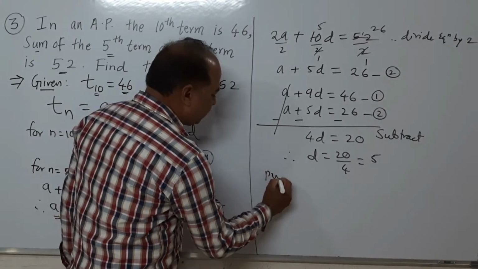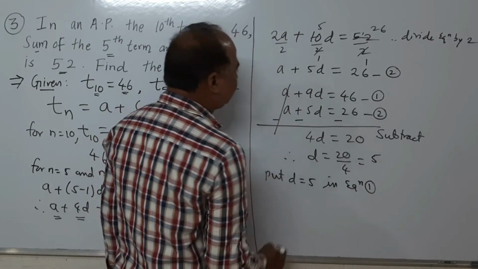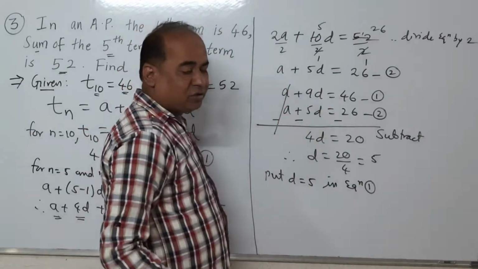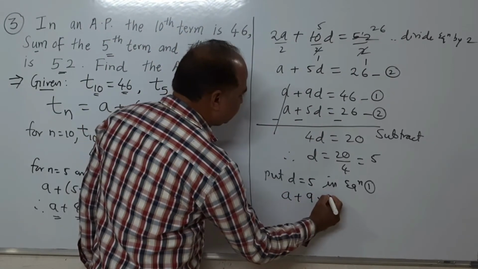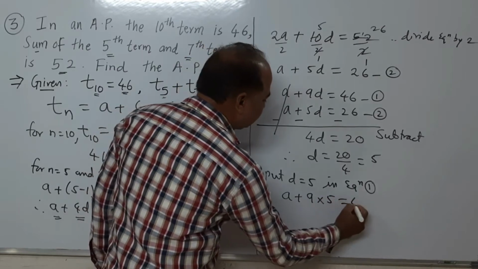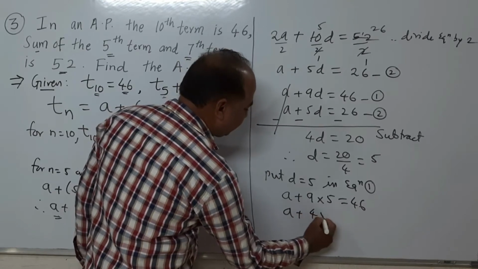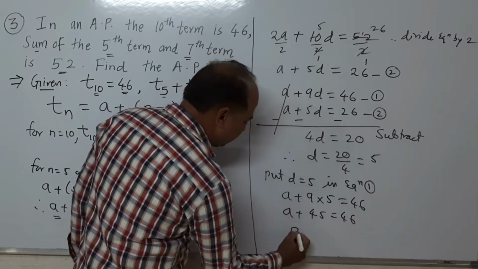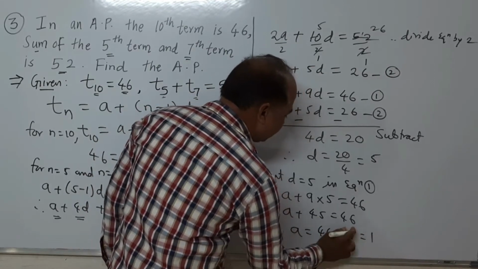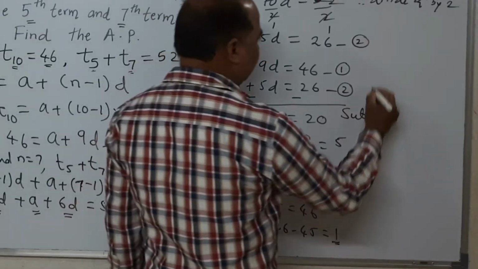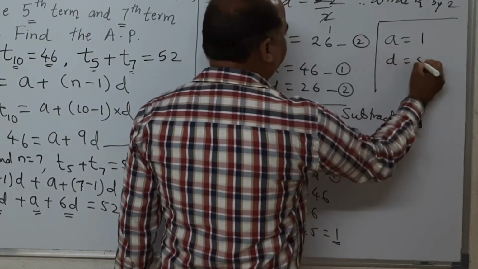Put d is equal to 5 in equation number 1. Here a plus 9d is equal to 46. So a plus 9 into 5 is equal to 46. So a plus 9 fives are 45 is equal to 46. So a will be equal to 46 minus 45, which is equal to 1. So here we got the value of a is 1 and d is 5.